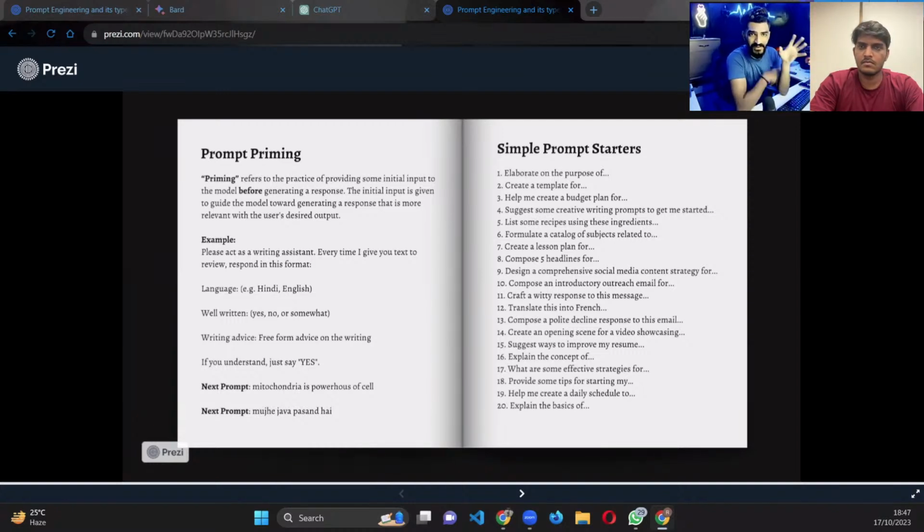Prompt priming refers to a practice of providing some initial inputs to the model before generating a response. Now, what that initial input will do, that initial input that you're providing to your model, your model will get back to you with the answer in that particular format only. Let us take an example.